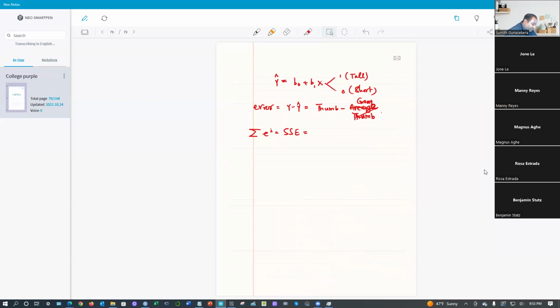In addition, you have another error. This one is the summation of y minus its group mean for the short group, which I'm going to square. The other one is for the tall group: y minus its own mean.